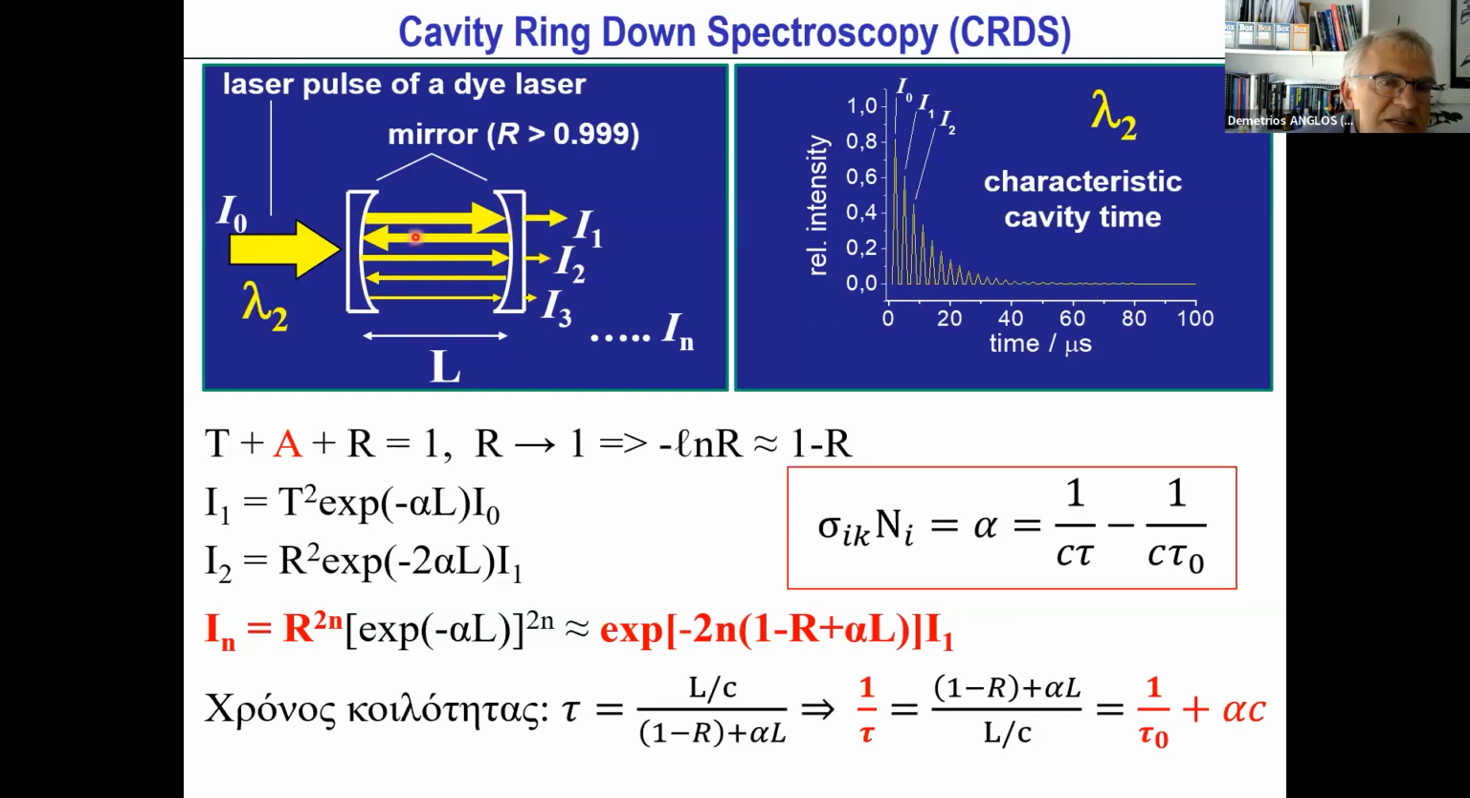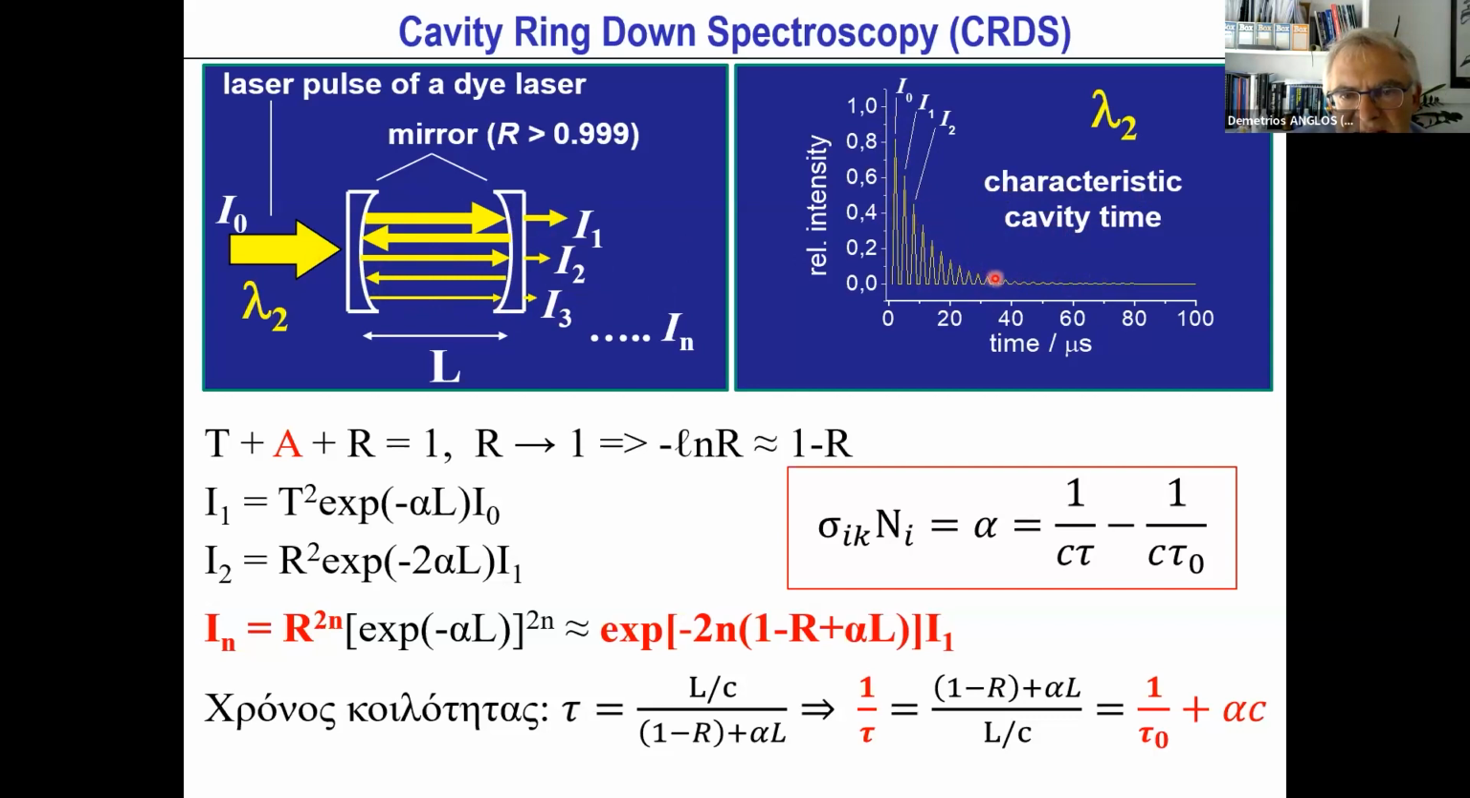So if we monitor the pulse coming out following the first passage, and the second round trip, and the third round trip, we can have a feature like that. The arrows indicated here are displaced for clarity. In fact, the beam can be collinear in here. So the decay of the signal gives rise to a characteristic cavity time.